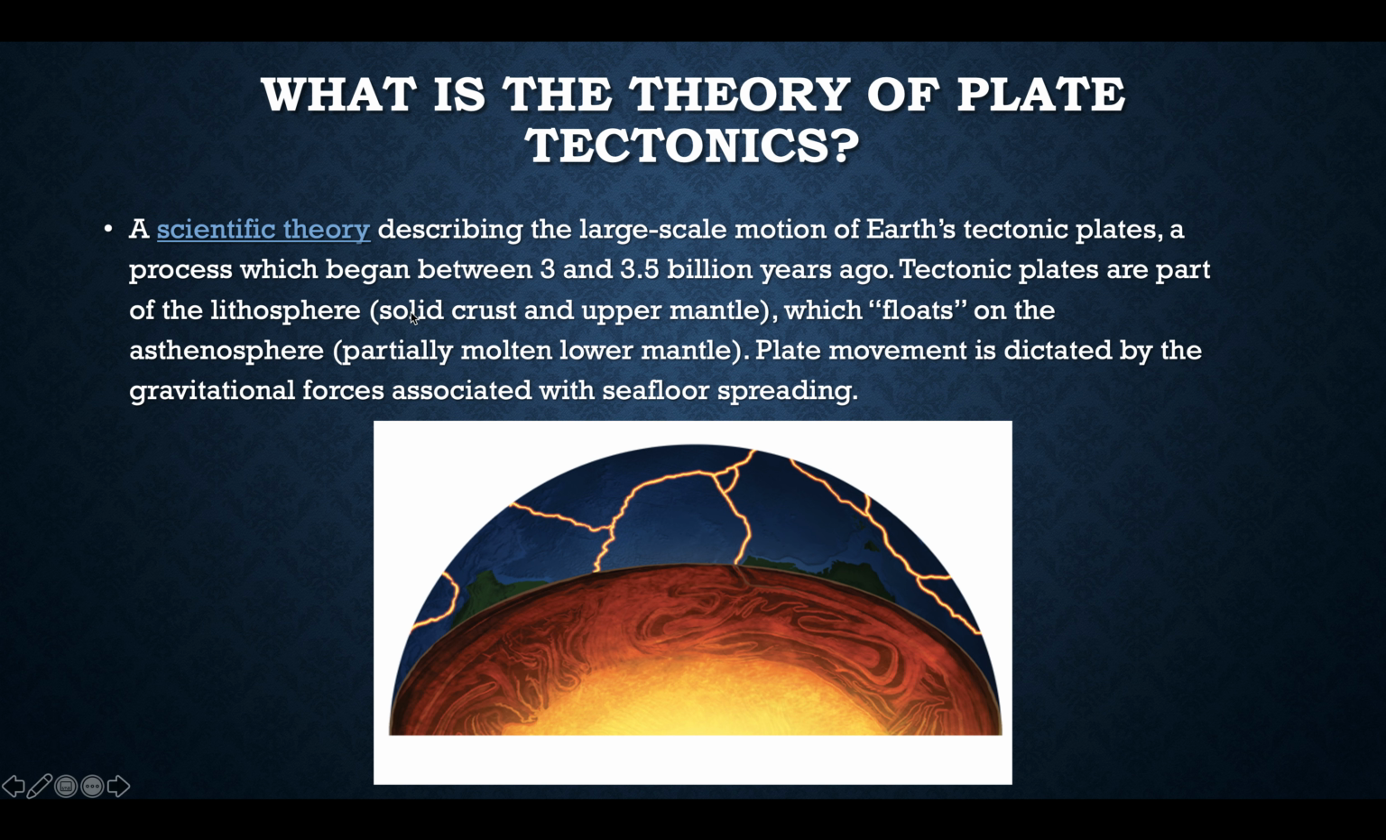Tectonic plates are part of the lithosphere, or the solid crust, and the upper mantle. And this lithosphere essentially floats on the underlying mantle, or asthenosphere. And the asthenosphere is partially molten, whereas the lithosphere, the plates, are solid. So the plates sort of raft on top of the molten asthenosphere. That plate movement is dictated by the gravitational forces associated with something called seafloor spreading.